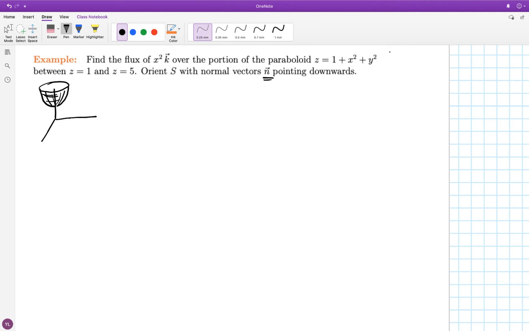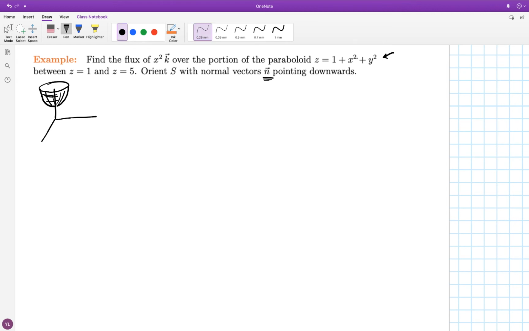Okay, since the paraboloid is given as z is a function of x and y, we always have that cheap parameterization that just allows x and y to be the two parameters, and then z depends on those parameters as the function tells you to do. Now, we can look ahead because we want the normal pointing downward.